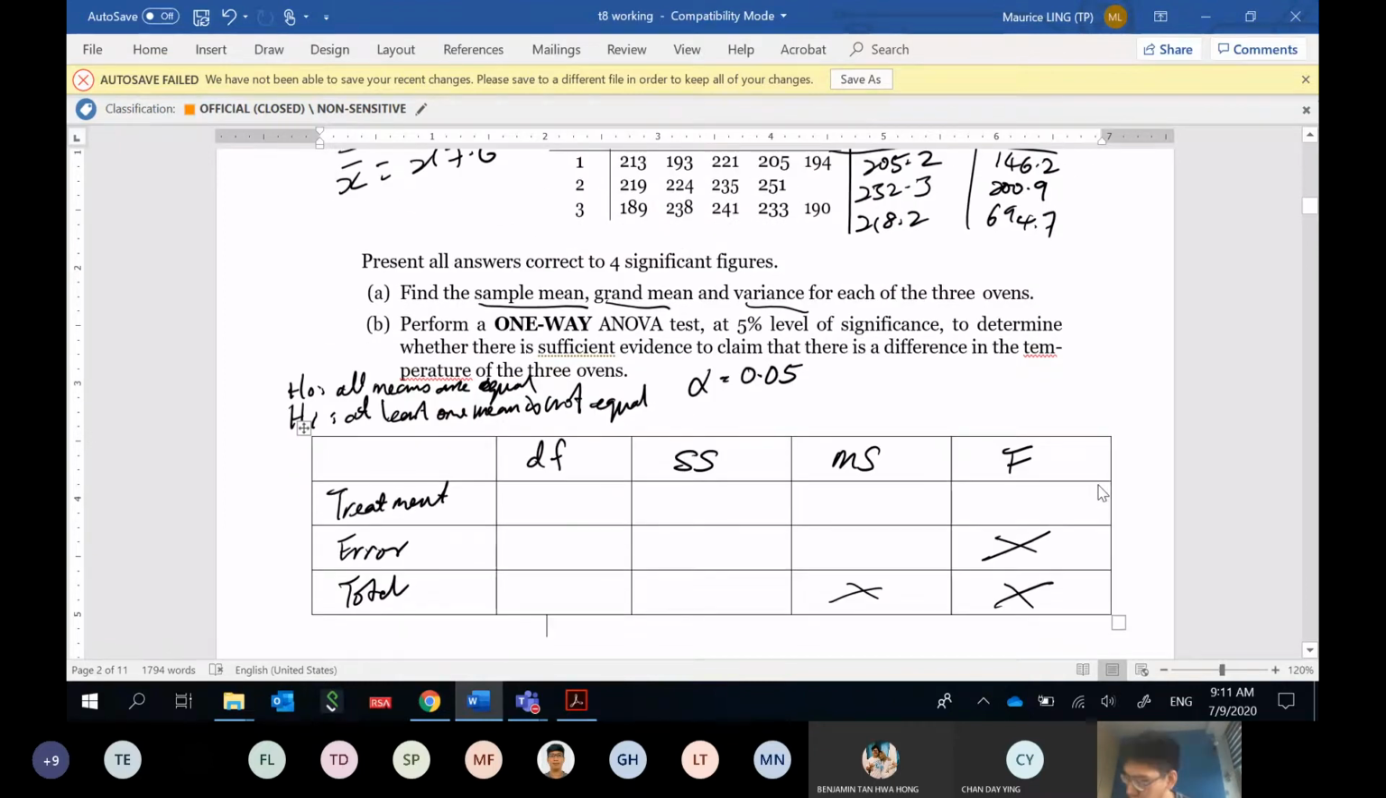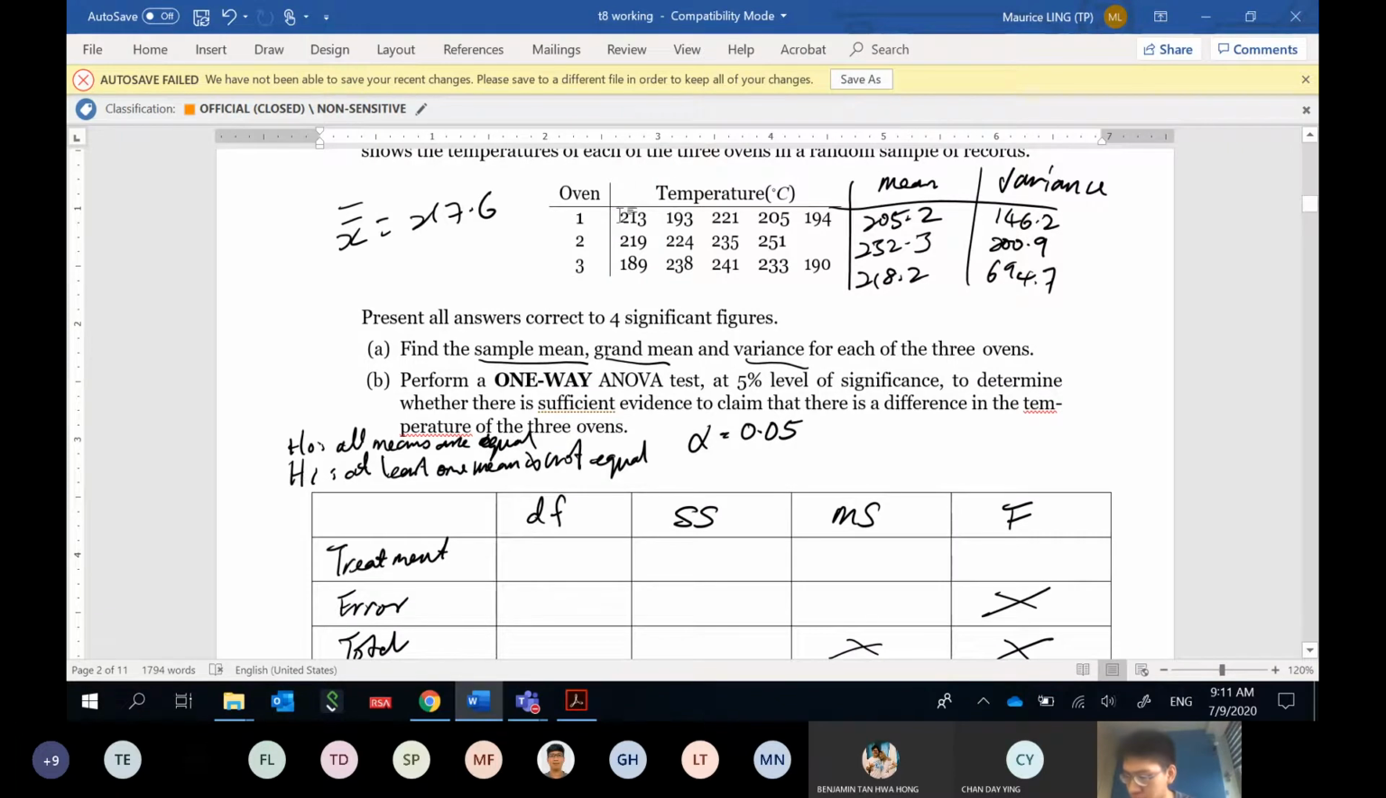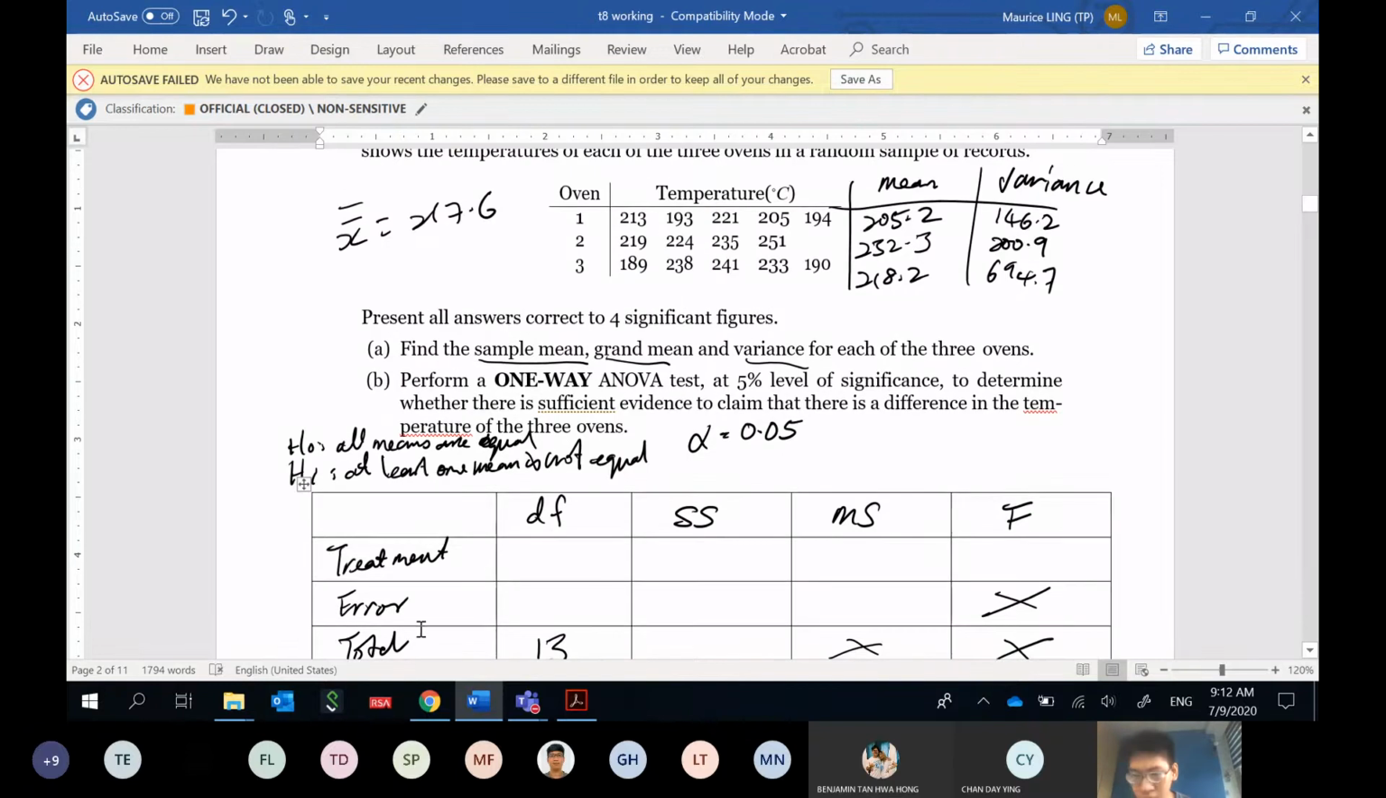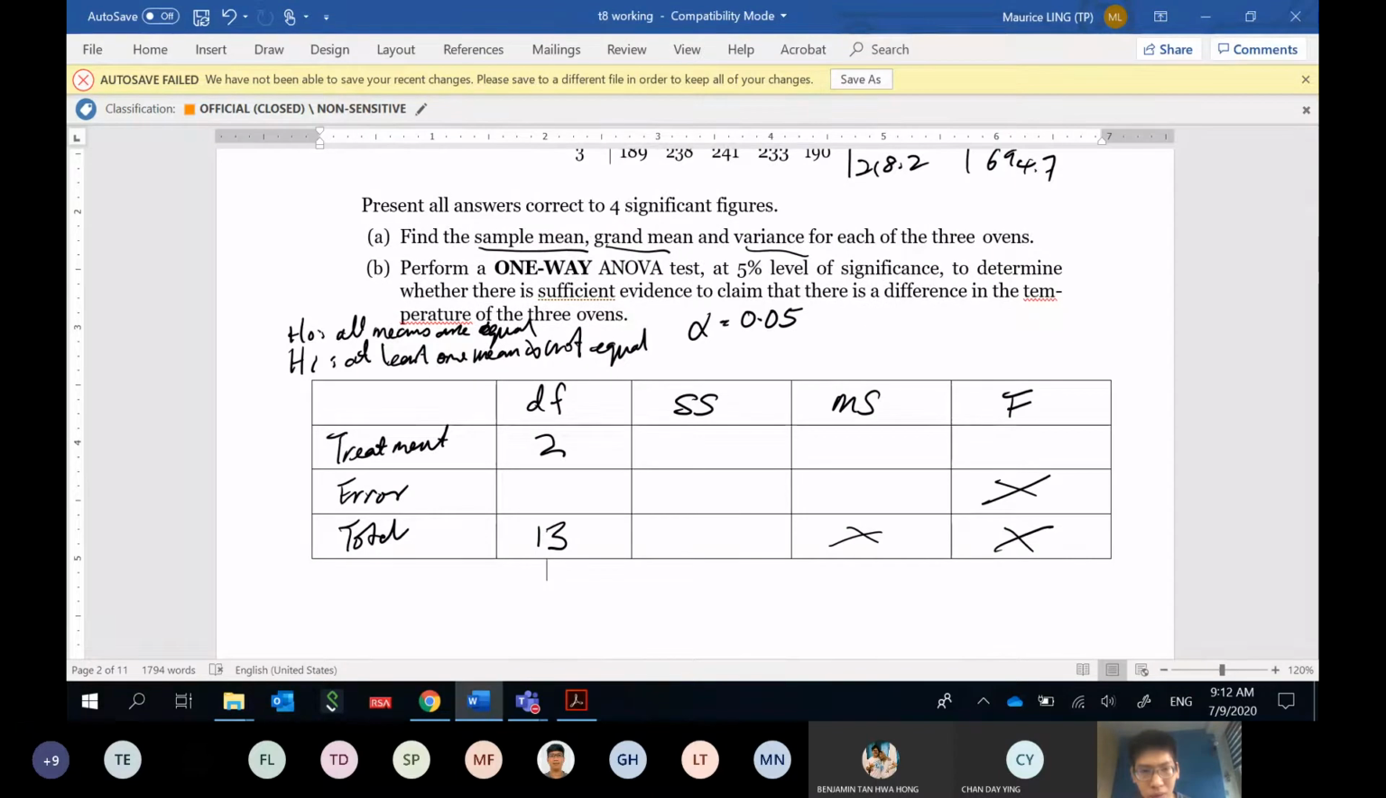The first thing that you can do is find out the total degrees of freedom. Total degrees of freedom is the total number of data values minus one. In this case, we have 5, 10, 14. So 14 minus 1, total degrees of freedom is 13. Treatment degrees of freedom is the number of samples minus 1. We have 3 samples here minus 1, so treatment is 2. These two numbers have to add up to 13, so the error will be the remaining 11. So far, any problem?